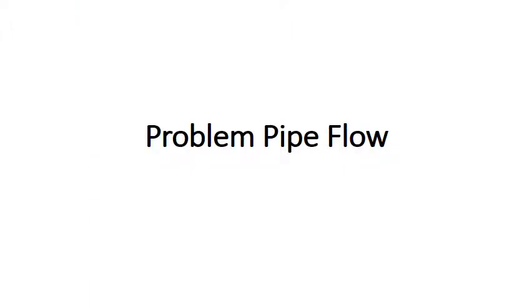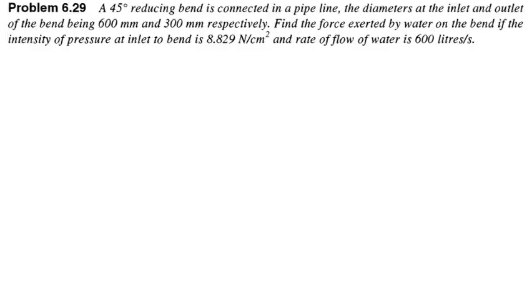on pipe flow. Here the problem is given. A 45-degree reducing bend is connected in a pipeline. The diameters at the inlet and outlet of the bend are 600 mm and 300 mm respectively. Find the force exerted by water on the bend if the intensity of pressure at inlet to the bend is 8.829 Newton per centimeter square and the rate of flow of water is 600 liters per second.